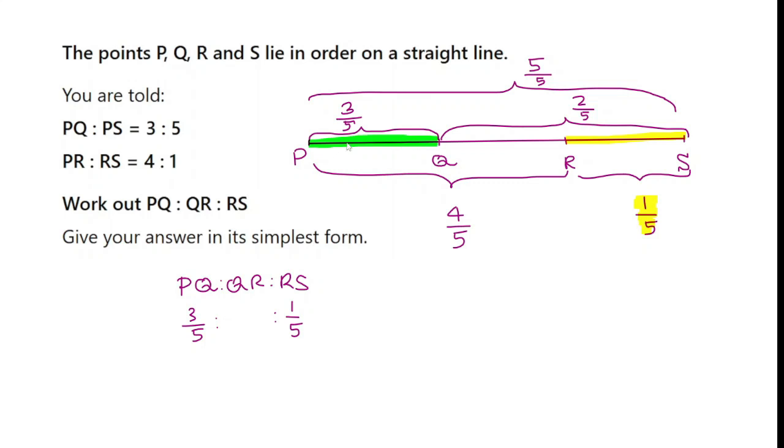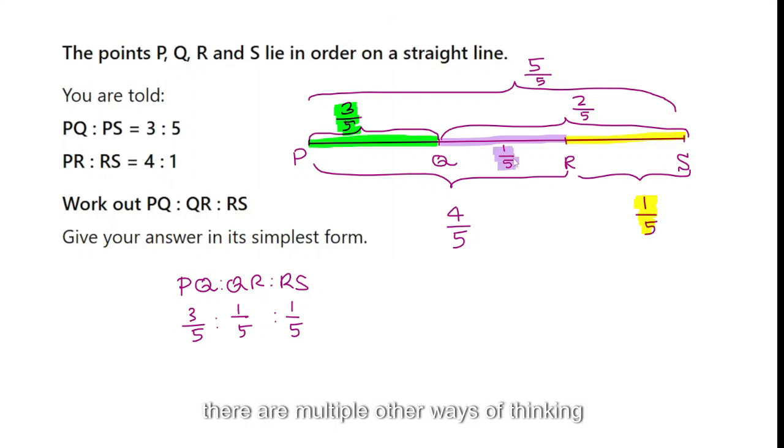And I know the green bit is 3/5. The yellow bit is 1/5. So that's 4/5. Obviously, the middle bit here, Q to R, must also be 1/5. So how do I know that? Because then that 1/5 and 3/5 and 1/5 give you 1 whole.